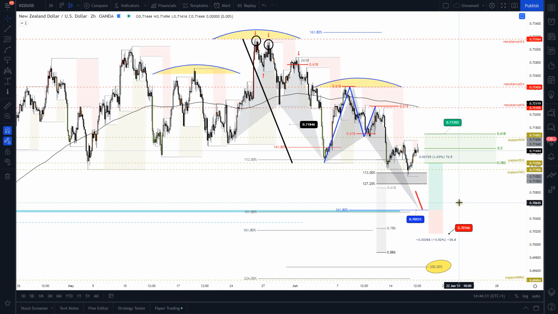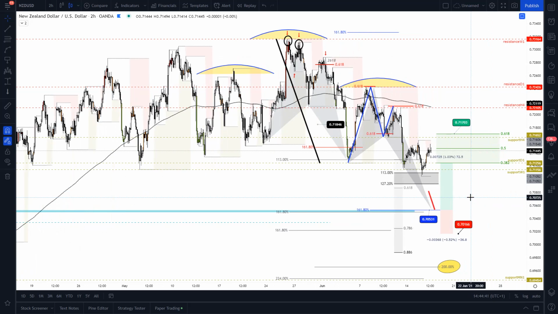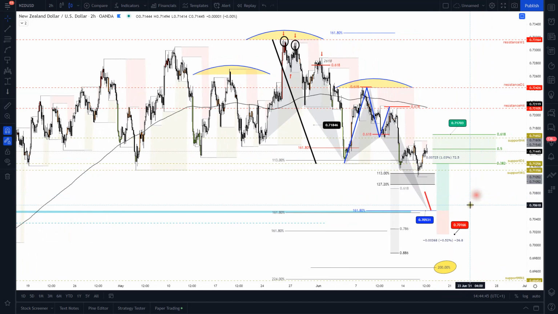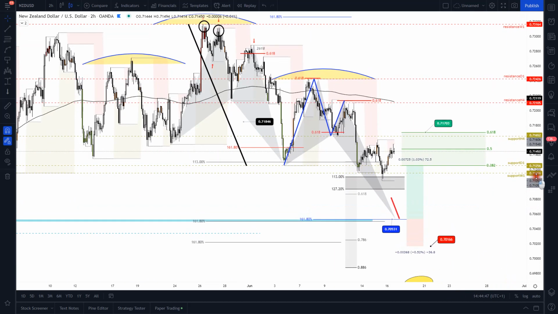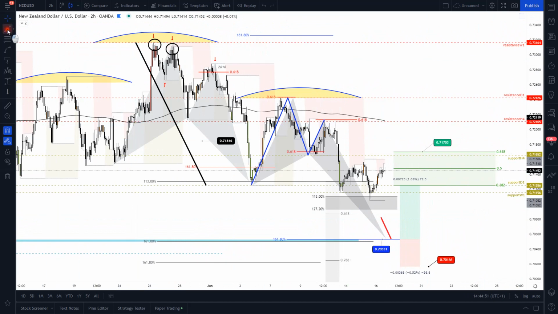I did not prepare this setup yet, so I did not send this one to my subscribers, at least for now. I'm still waiting to see if the price will actually approach this price zone. What we can see at this point will depend on how the market reacts from this price zone.